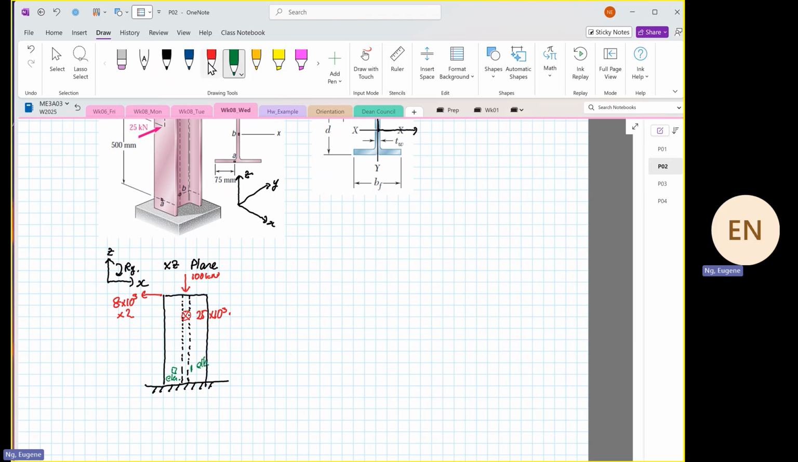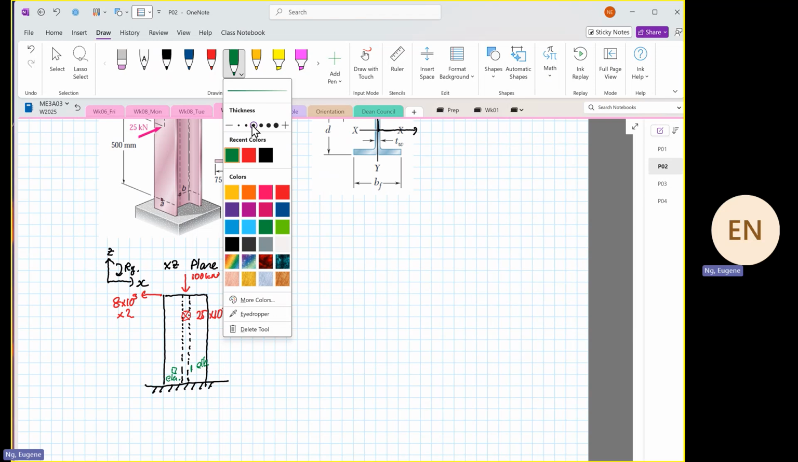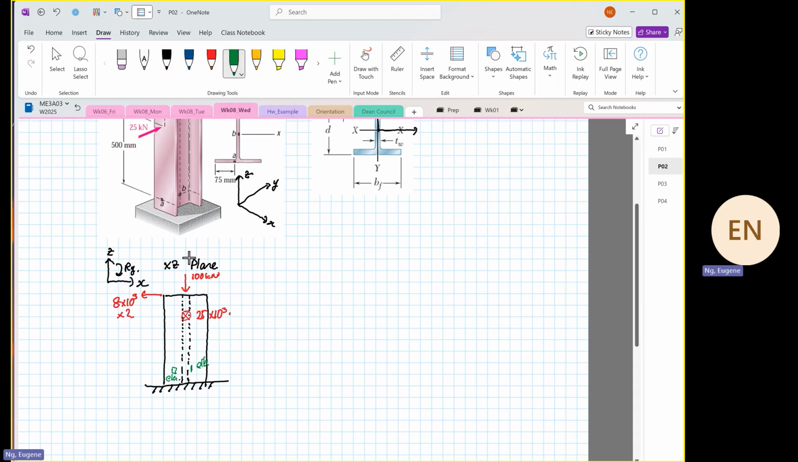And now we have to sketch our centroid. Okay, so our centroid is directly over here. So this is our centroid. Just a sketch. Okay.